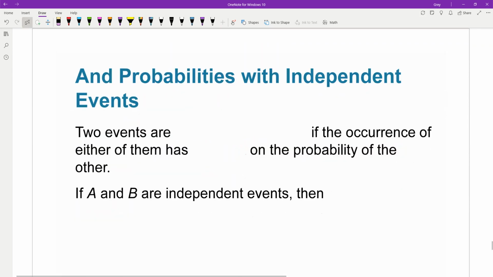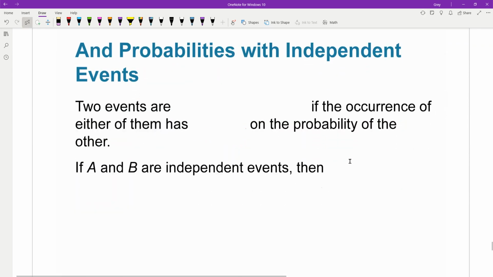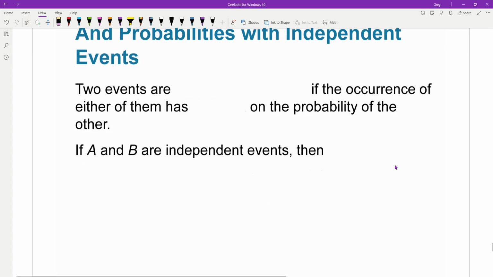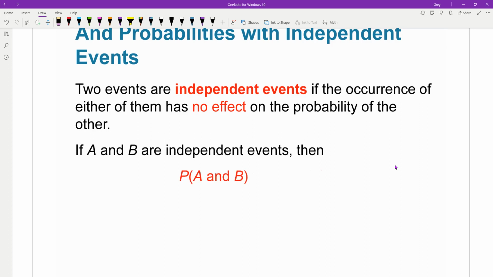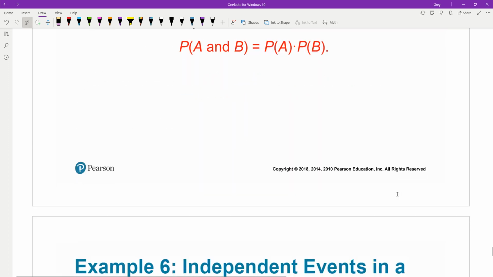Now we have probabilities with independent events. Two events are independent if the occurrence of either of them has no effect on the probability of the other. And the probability of independent events is an "and"; before we had an "or". It is the probability of A times the probability of B. So "or" means we're going to add the probabilities, and "and" means we're going to multiply them.